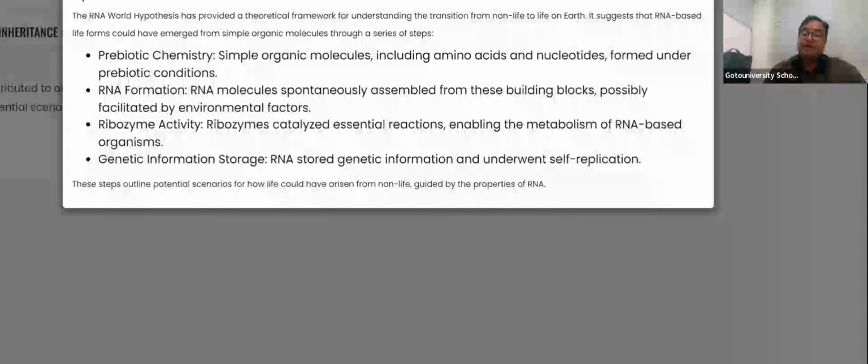Some organic molecules, including amino acids and nucleotides, were present in prebiotic conditions. RNA molecules assembled from these building blocks, possibly facilitated by environmental factors. See, we explain the Big Bang theory, the way the Earth originated. In the same way, RNA originated because of the addition of one ribonucleotide along with another ribonucleotide, right? Now we come to the next phase of explanation: the ribozyme is an enzyme, we all know very well, that does the RNA maturation process, right?